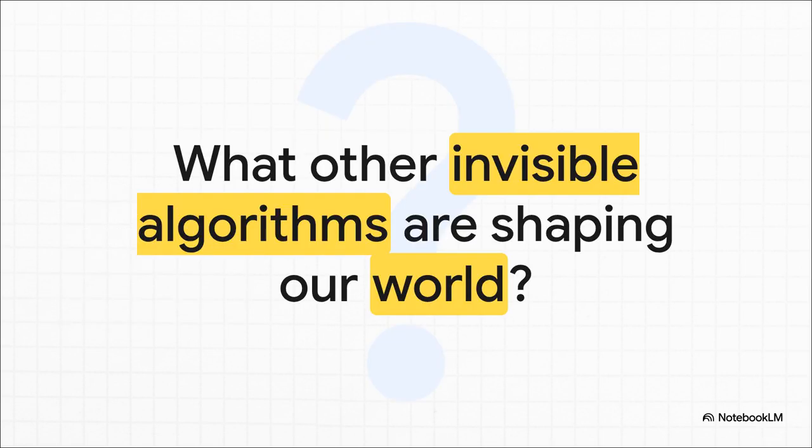It really makes you stop and think, doesn't it? Our modern world doesn't just run on code, it runs on the very specific, very careful choices made by the people who write that code, choices about which algorithms to trust with our safety and our future. And that leaves us with a pretty big question. What other invisible algorithms are quietly shaping our reality, for better or for worse?